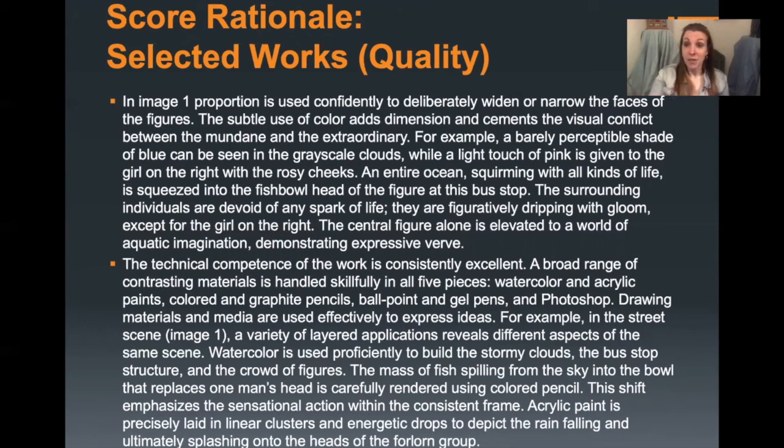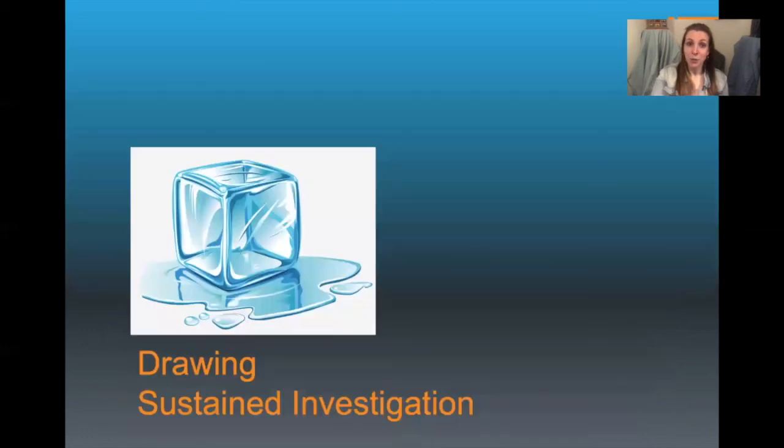All right, so that was a lot, but this reader really was enthusiastic in their approval of this section of the student's portfolio. Be sure to tune into my next video where I get into the student's sustained investigation so that we can see all 12 of their pieces and their own commentary on what they were doing, and also the score rationale for that section as well.